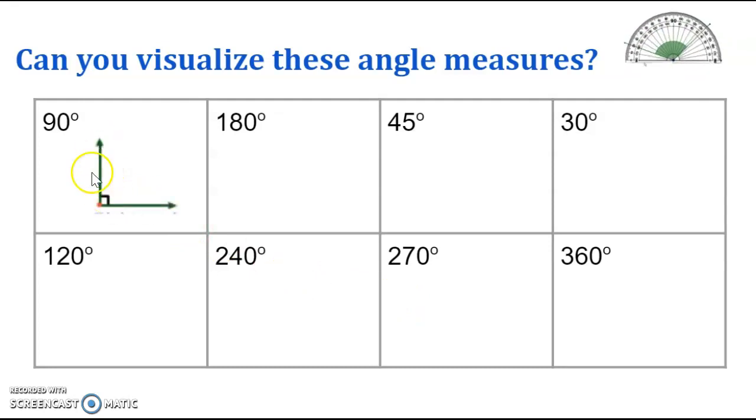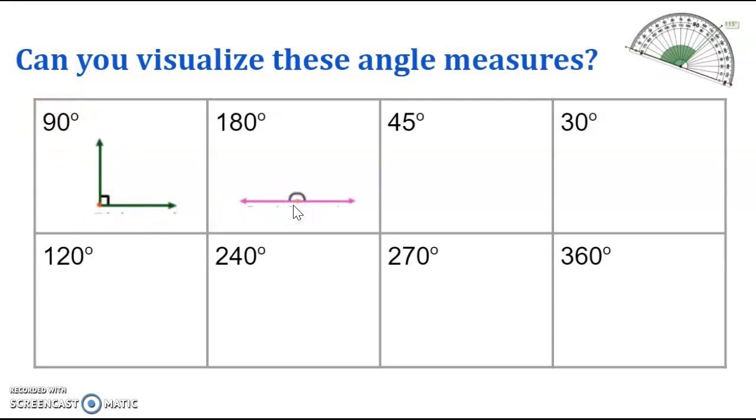Okay, so this is 90 degrees. You should have this right angle in your mind every time you see 90 degrees or right angle. 180 degrees is a straight line. Now what about 45 degrees? 45 is half of 90 degrees, right? So if you can picture half the measurement of 90 degrees, it will look like this.